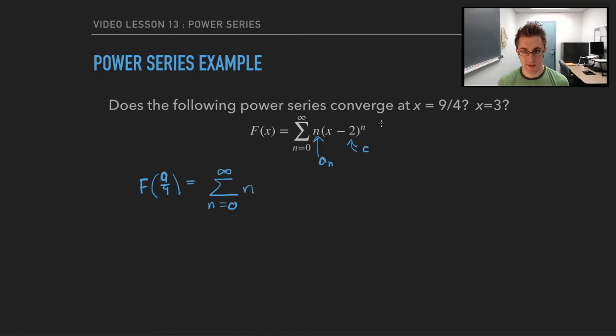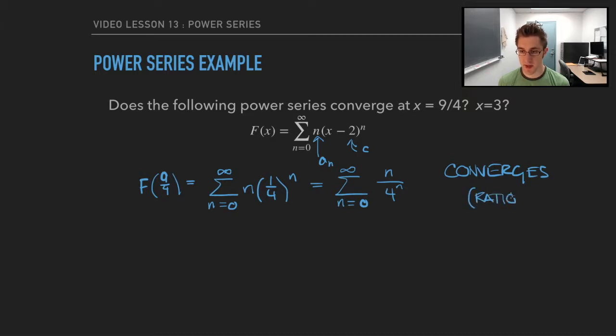So I get the sum. n stays the same. x minus 2, if x is 9 over 4, is 1 over 4, to the n. So this is just a normal old series, and we could use techniques that we already know to figure out whether this series converges. n over 4 to the n. It turns out this does converge. There are lots of ways to prove this. You could use, for instance, the ratio test. And I'll note this again in a little bit, but the ratio test is what we use pretty much all the time when we're talking about power series.